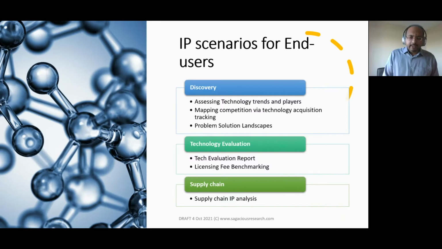The second area is technology evaluation. So for the technology supplier, you would want to do technology benchmarking to select the positive and negative of a technology. Similarly, you could use this technology evaluation to identify the merits and demerits of using a certain technology. You could also use patent valuation here to identify the potential licensing fee for such technologies.